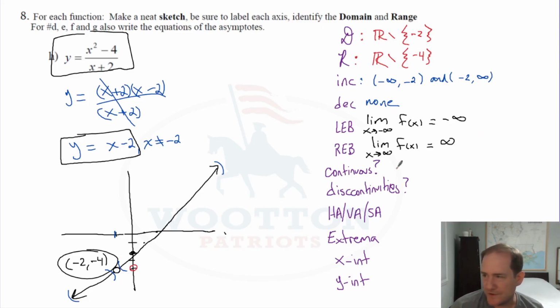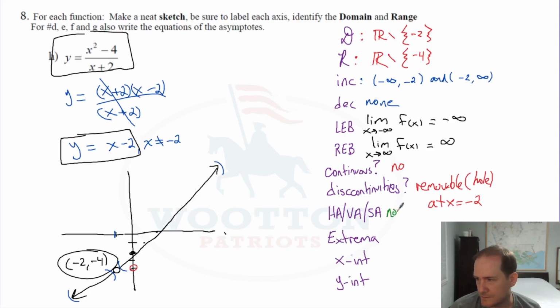Okay, are we continuous? No. So what's our discontinuity? We have a removable discontinuity, or a hole. And it occurs at x equals negative 2, right? It occurs at the 0 of the denominator, so negative 2 for sure. Okay, so for asymptotes, we don't have any. And for extrema, we don't have any.